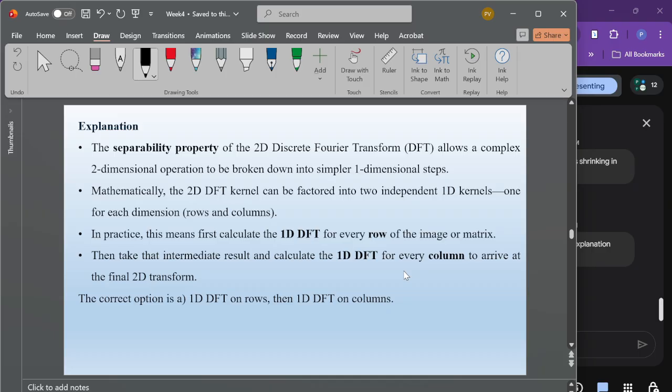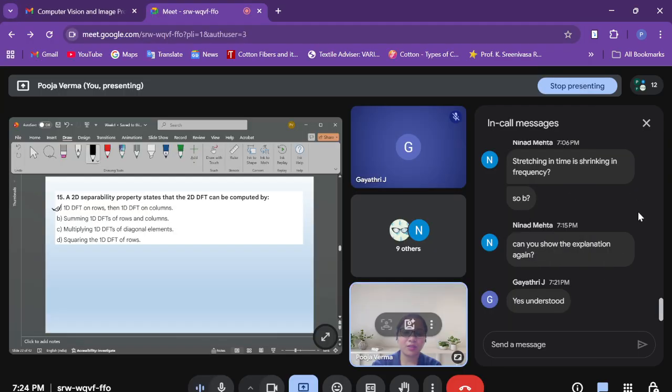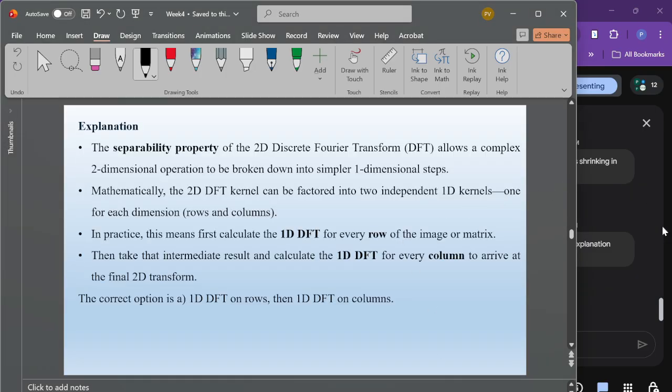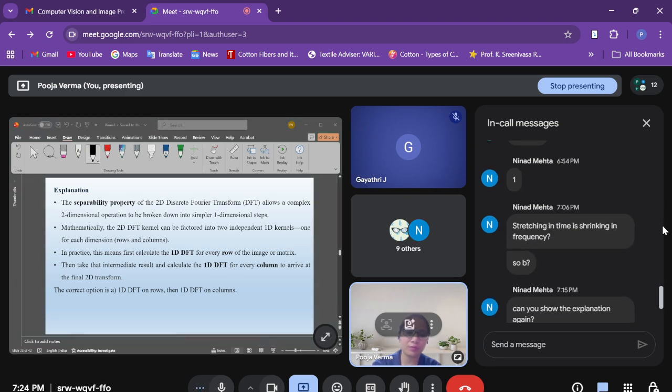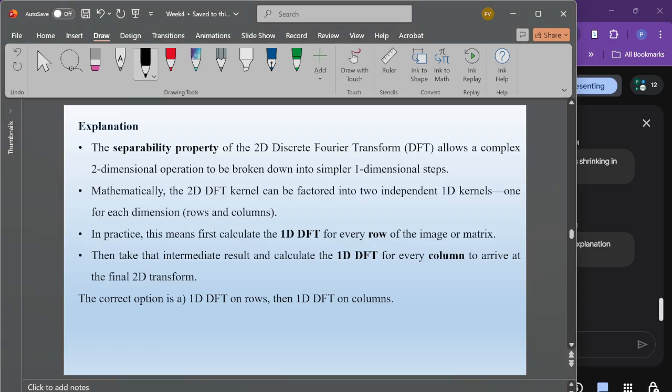So option A is the correct answer. The 2D separability property states that the 2D DFT can be computed by the 1D DFT on rows and the 1D DFT on columns. Okay, is it fine? I hope all of you are getting it. So moving to our next question now.